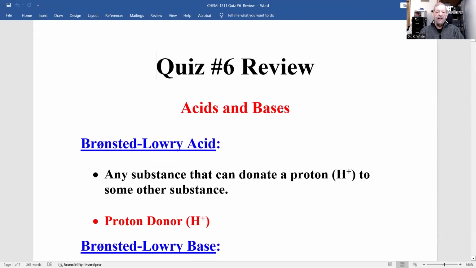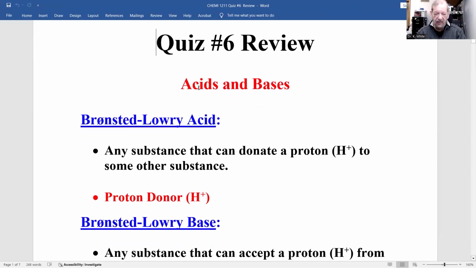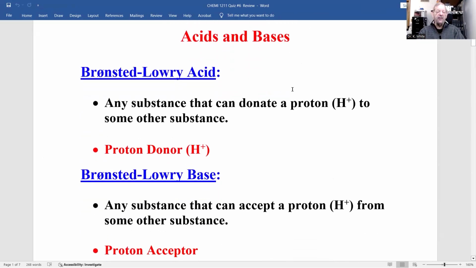All right, what you see on the screen is available in the lecture section of Blackboard, cleverly named Chem 1211 Quiz 6 Review. I have it both as a Word file and a PDF. Quiz 6 deals with acids and bases. So the first thing you should know is, what's a Bronsted-Lowry acid? That's any substance that can donate a proton, H plus, to another substance.